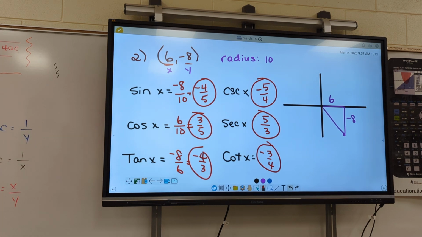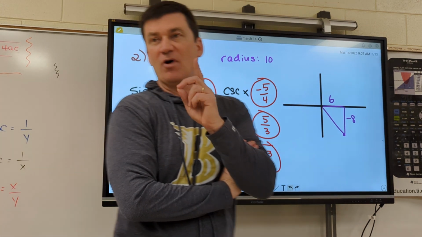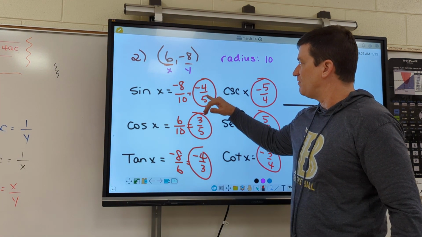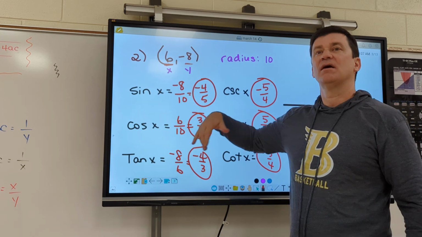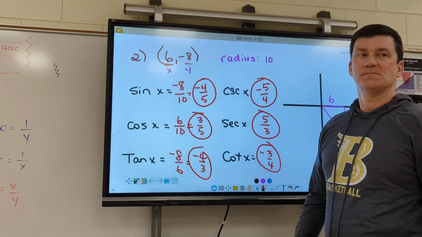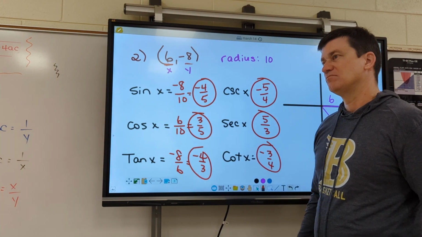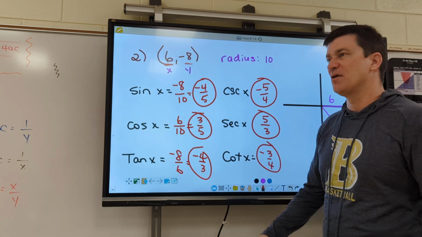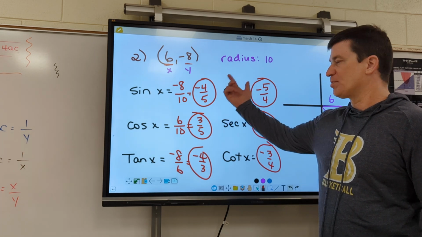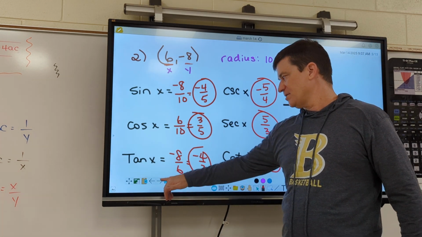Has anybody got a question you want to ask me on this? Now that was a pretty easy one. The only problem on the test, kids don't simplify it, and if you left it negative 8 over 10, I'd mark off some points. How many points are we talking for not simplifying? 2. It's not a big deal. But go ahead and simplify it if you can.